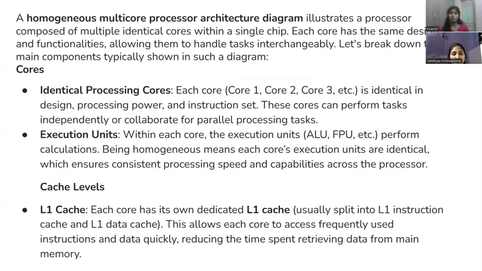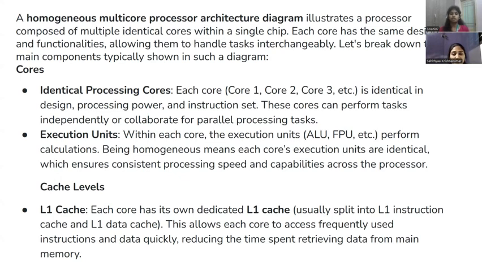The key feature of a homogeneous multi-core processor is that every core, whether it's core 1, core 2, or core 3, is identical. This means that they are designed in the same way. They have the same processing power and share the same instruction set. Because of this uniformity, all tasks can be assigned to any one core and the performance will remain consistent.